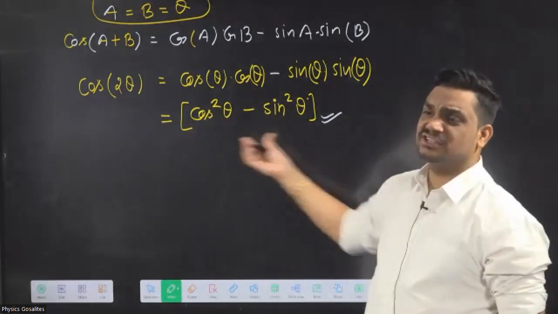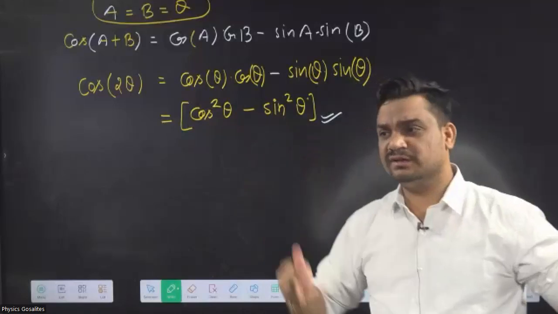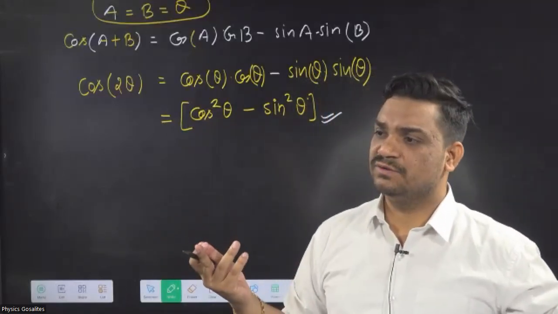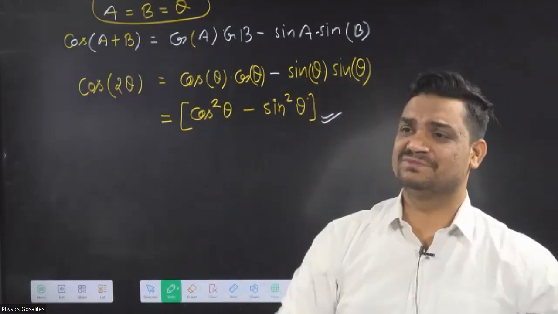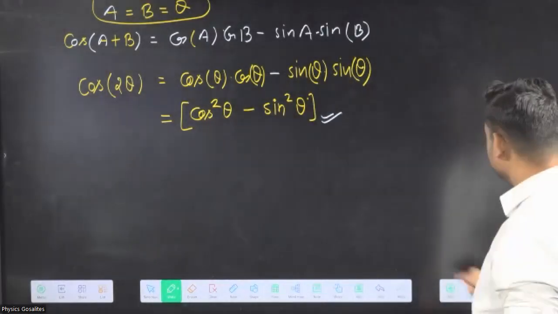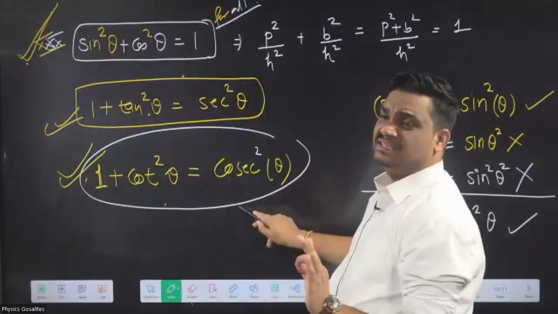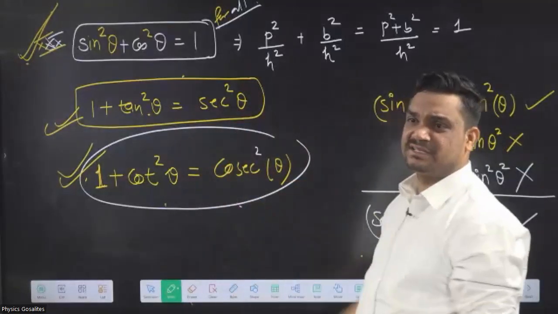And who is saying the answer is 1? Cos square minus sine square is not 1. Cos square plus sine square is 1. Okay, that was written here. That's why I have written it first. Then remember this one only. If you ignore these two things today, no problem. Later on, in 1 month's time, you can remember these things.